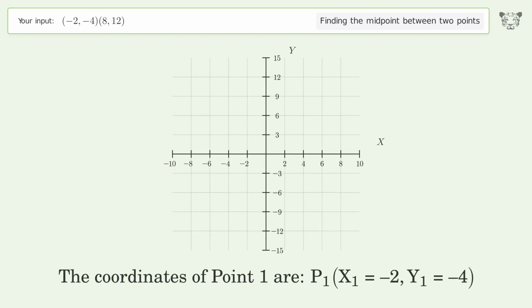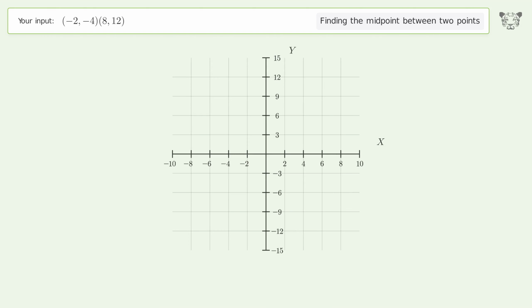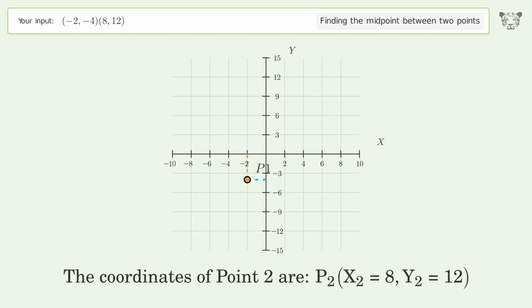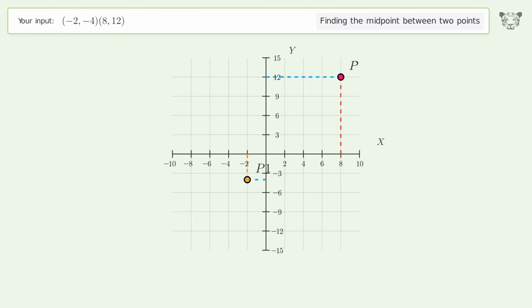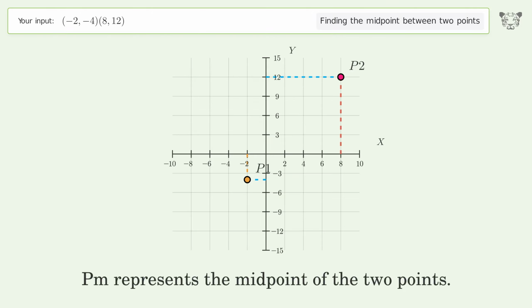The coordinates of point 1 are x1 equals -2, y1 equals -4. The coordinates of point 2 are x2 equals 8, y2 equals 12. PM represents the midpoint of the 2 points.